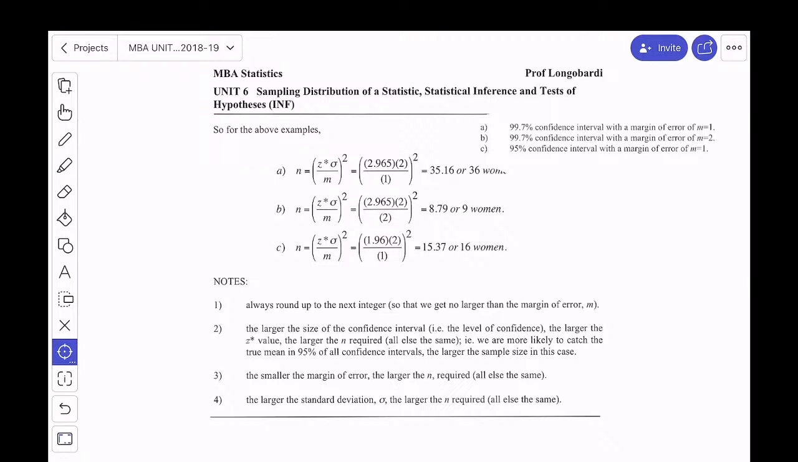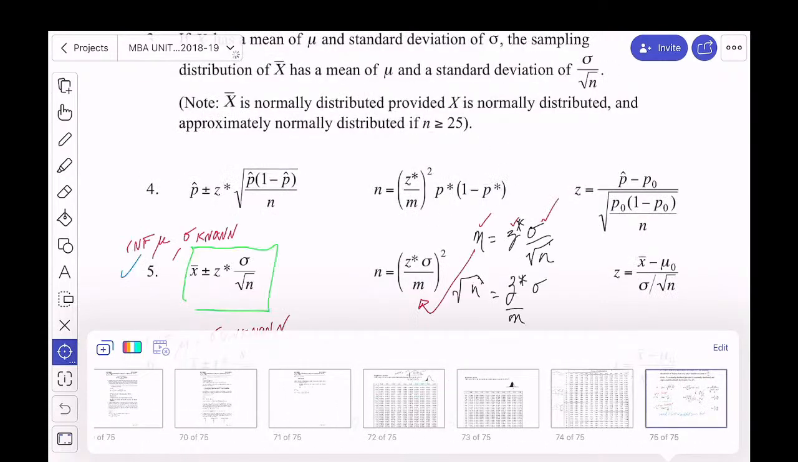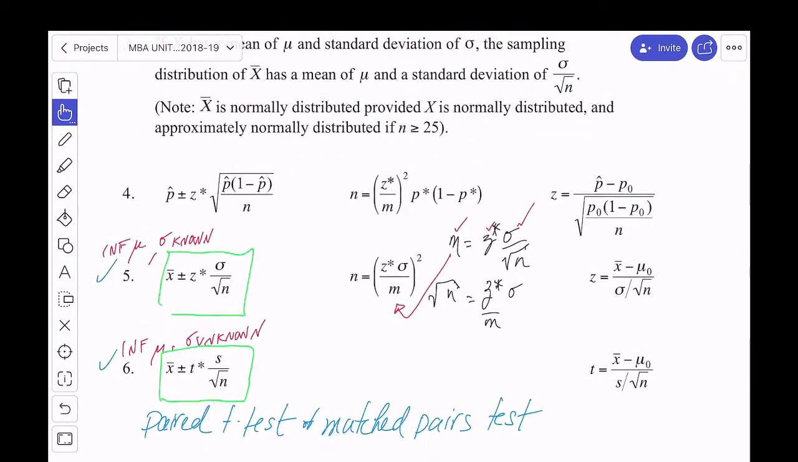What I want to talk about now is, what if we don't know sigma? What happens to this formula? So in other words, why is there nothing here? Well, let's say there was something there. What's wrong with this? Why can't we just do that? Just like I put an S in place of sigma and use T, why can't I just put S in for sigma?